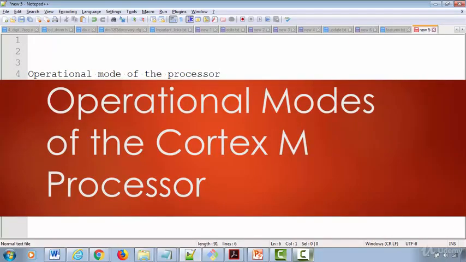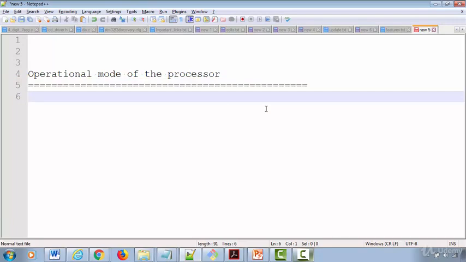So in this lecture, let's explore the operational mode of the processor, and this discussion applies to M0, M3 as well as M4. Okay, so if you have any other processor from ARM Cortex such as M7 or any other series, then this discussion should apply to those processors also, but I'm restricting my discussion majorly to M3 as well as M4 processor. Okay, so if you have any other processor, then please check the documentation after this lecture.